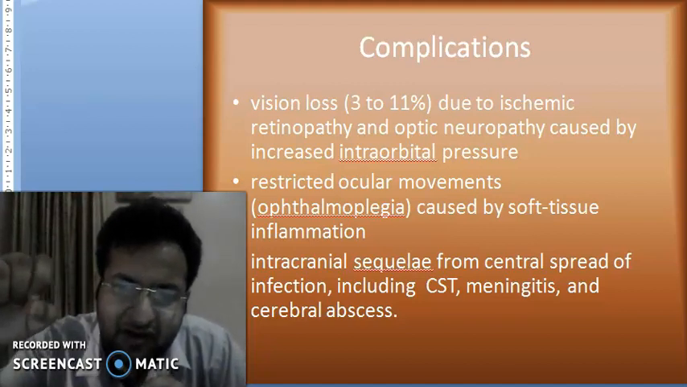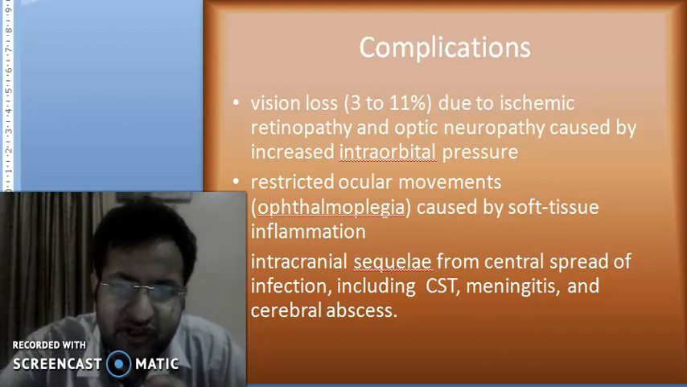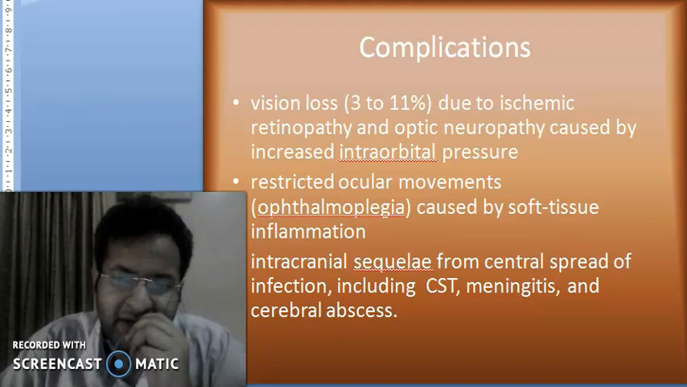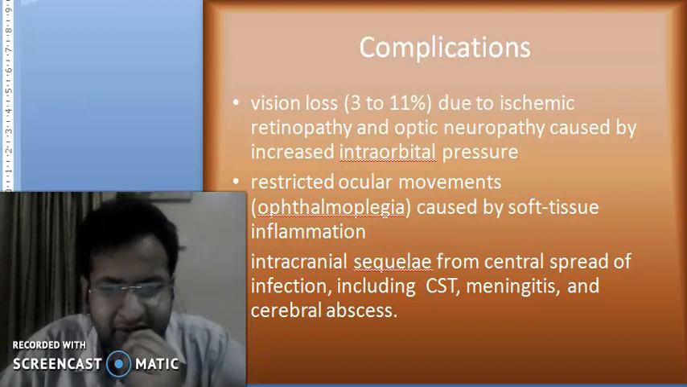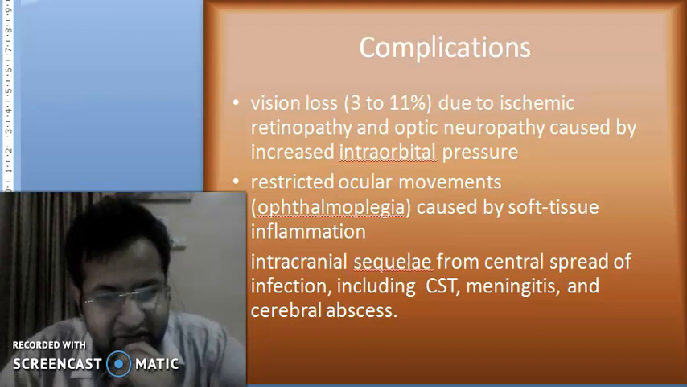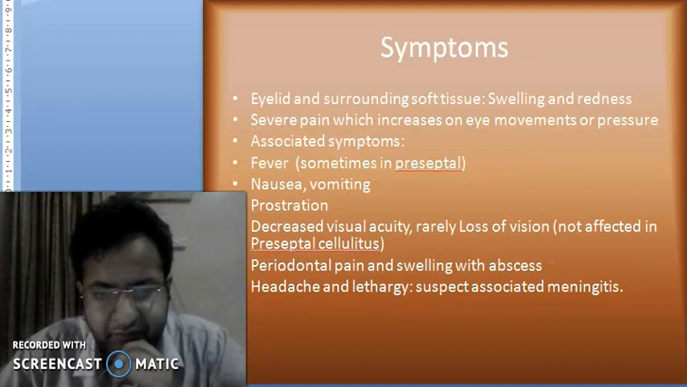There will be restricted ocular movements, that is ophthalmoplegia, caused by the soft tissue inflammation, and intracranial sequelae can result from the central spread of infection, including cavernous sinus thrombosis, meningitis, and cerebral abscess.